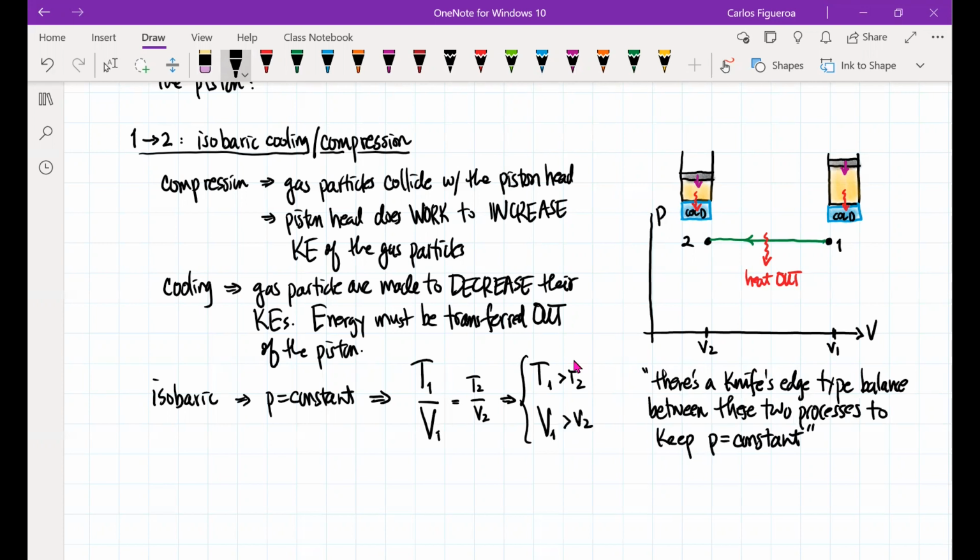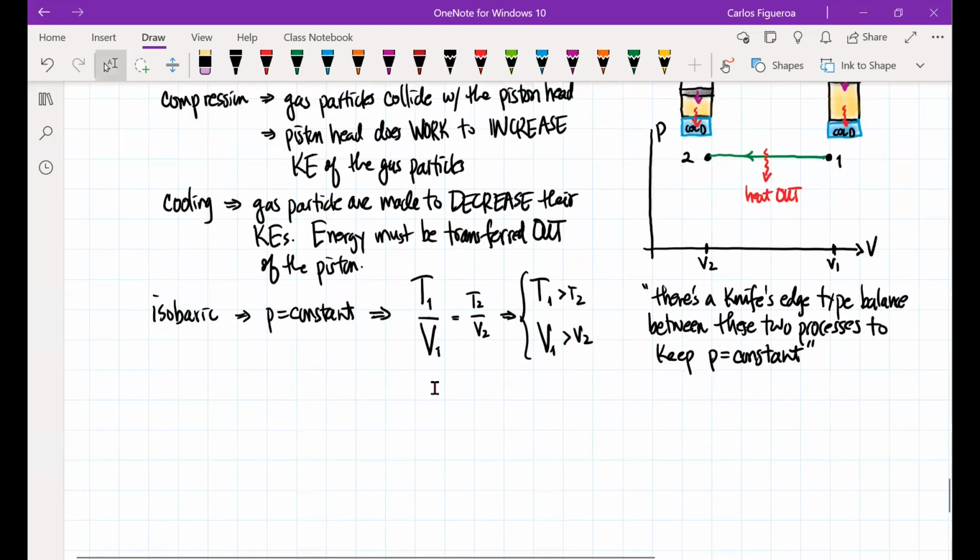So the amount of work of the piston head adding energy must be compensated by the amount of heat flowing out of the piston. There has to be a balance. If it's not a balance, then we don't move at constant pressure. So now let's go to the second one here.